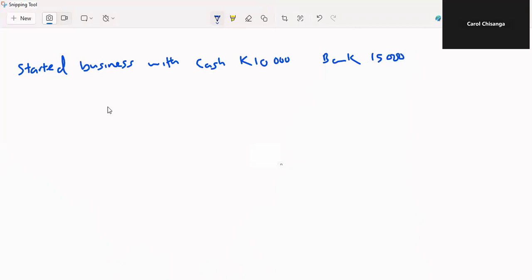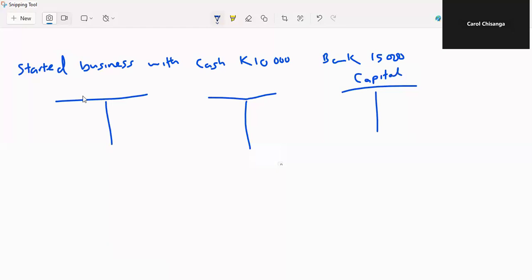We're going to do the T accounts. Remember, for every debit entry, there should be a corresponding credit entry. So this is a special account that we're going to open, the capital and the bank account. Remember, all assets have a debit entry. All revenues have a credit entry. To increase assets, we have two assets here: we have bank and we have cash.